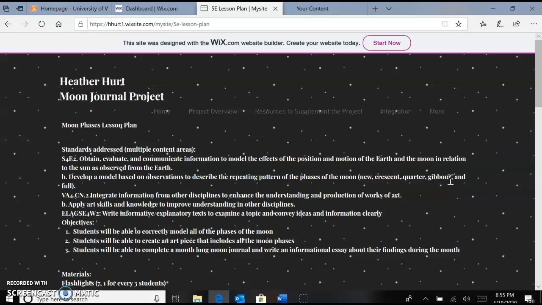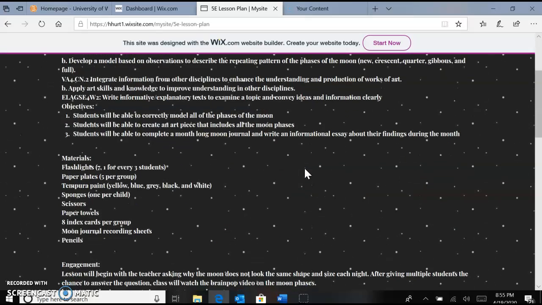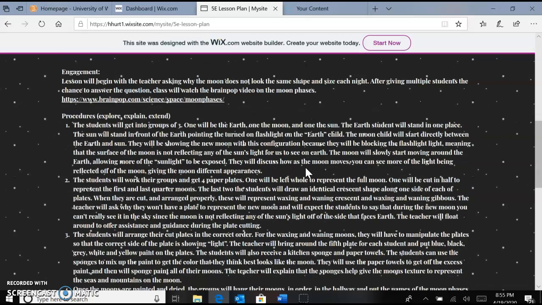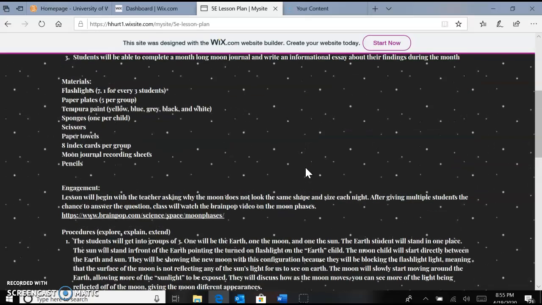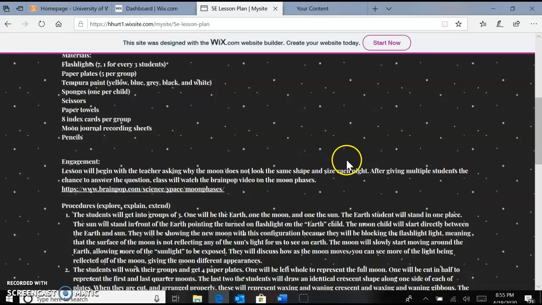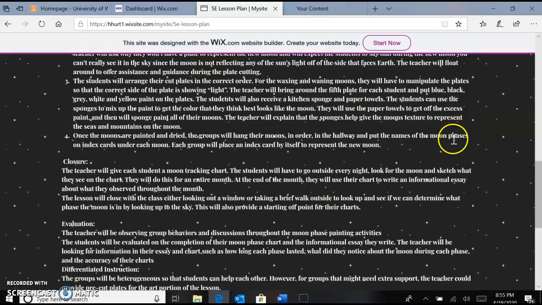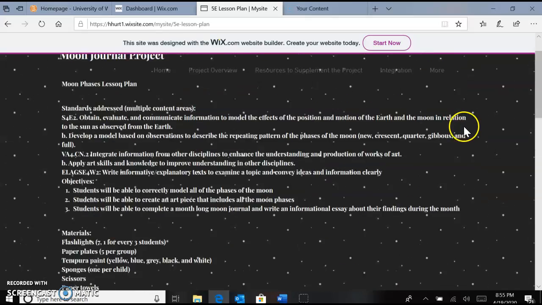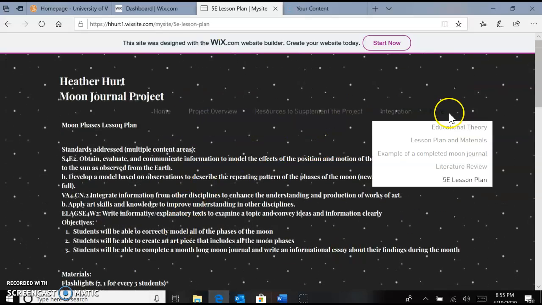Okay, and then I put my lesson plan that I wrote earlier in the semester on my webpage, and essentially they are making a moon model by painting some paper plates to create the different phases and working with groups to figure out which phase they're doing, and then putting them in the correct order. So this is there for you, and it's written in the 5E cycle so that you know exactly how the lesson plan is going to be touching all of those areas.